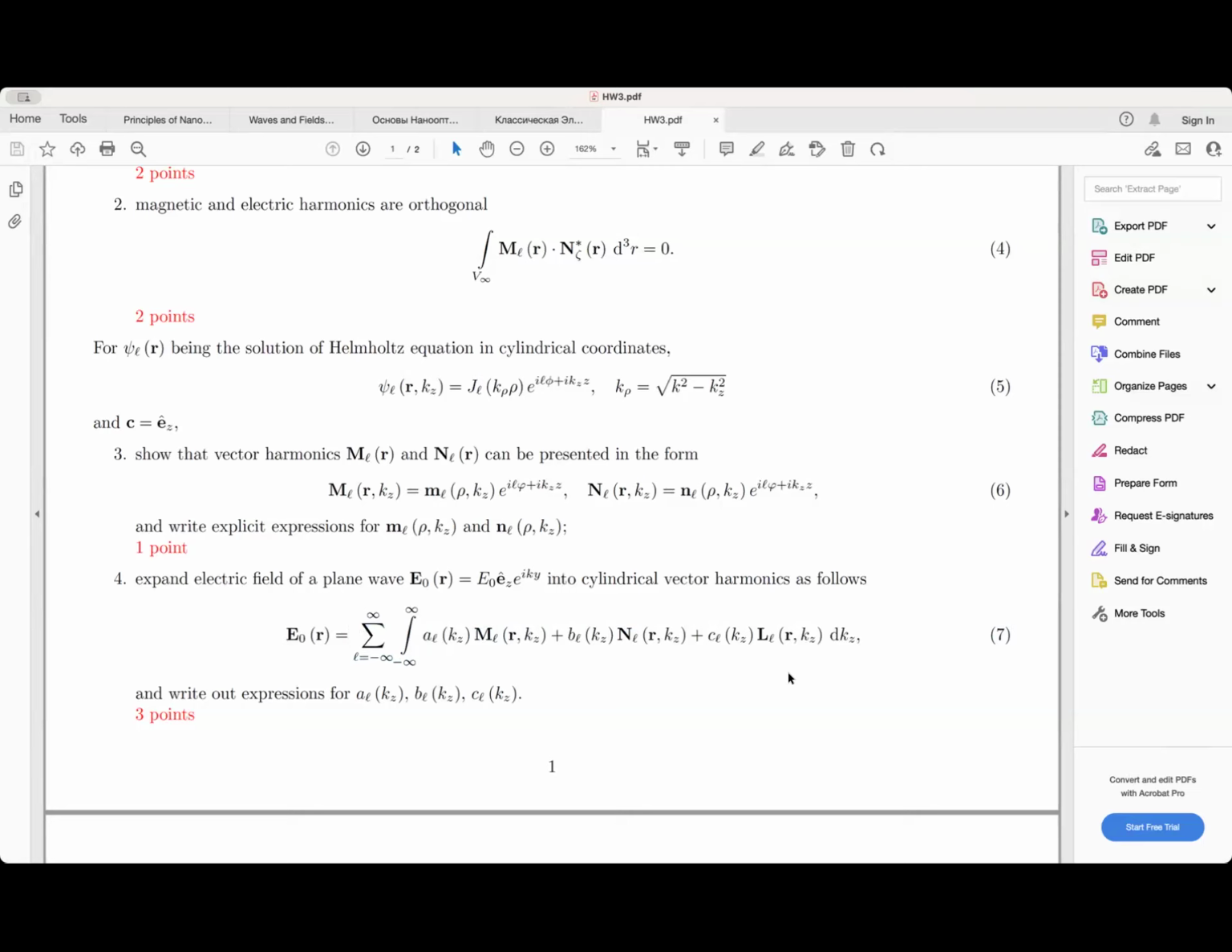Будет. При интегрировании по углу будет ортогональность для разных L. Но для разных kz, если я не ошибаюсь, ортогональности не будет. Вот. Но она должна быть, и поэтому нужно еще и по kz интегрировать.